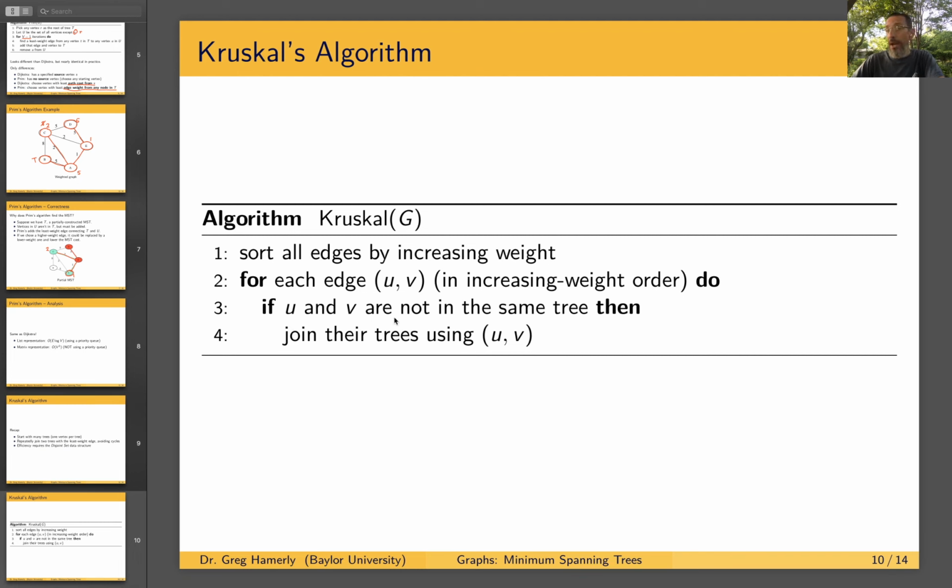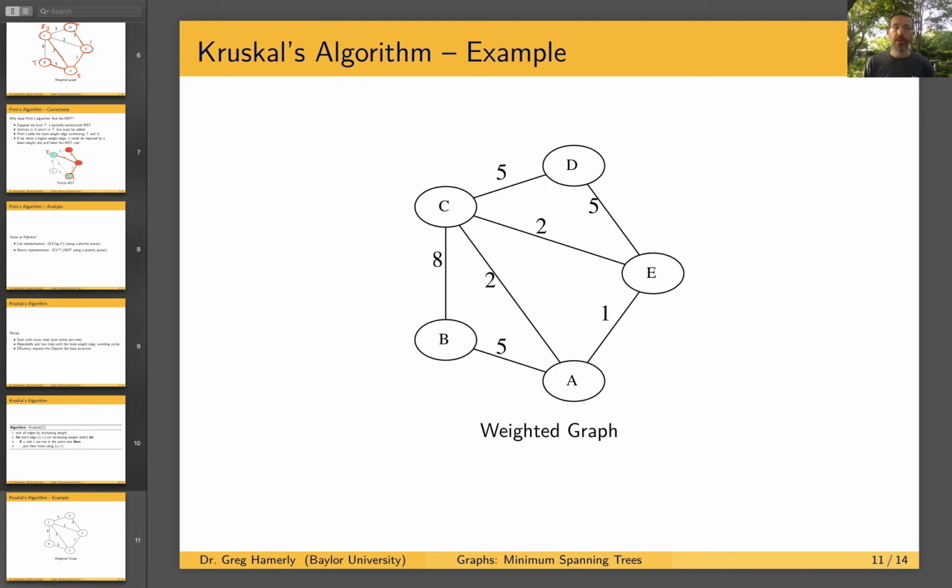If there is not a path between them, if they're not already part of the same tree, because remember we're building small trees into larger trees, and we're joining them together. If U and V are not part of the same tree, then we join their trees using the edge UV, okay? So let's look at this example again.